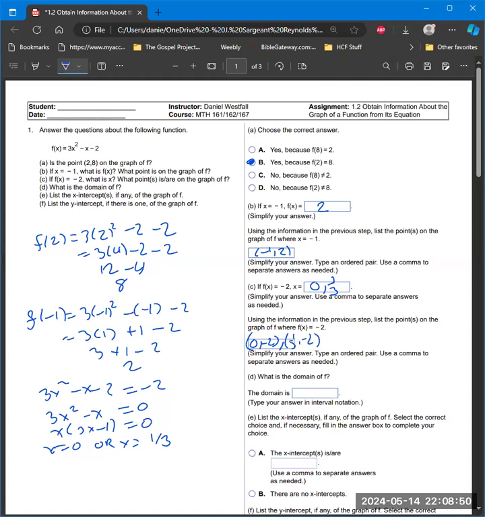What is the domain of f? It's all real numbers, negative infinity to infinity.